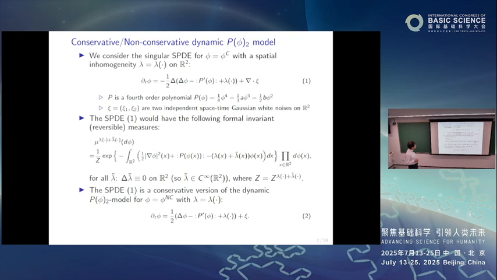The situation is the same for this conservative one. We put the Laplacian here, and also we put the square root of the minus Laplacian in front of the noise. Originally it is the square root of the minus Laplacian. We put the minus Laplacian here compared to this one. Then this one is very well studied. Maybe I will show you in the next slide. However, this is not well studied.